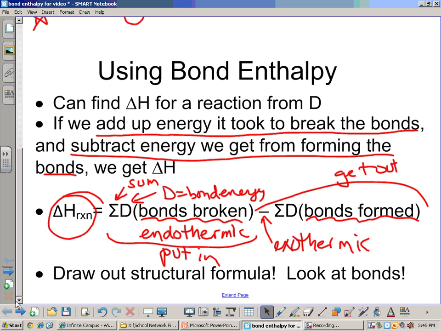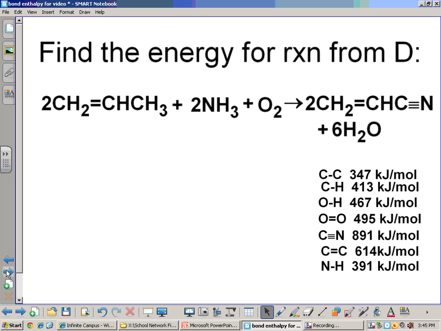So we're going to do a practice problem so you see how this works. Find the energy for the reaction from D. Again, D is bond enthalpy. So this is saying using bond enthalpy information. And we have a reaction written right here, and we have a table of bond enthalpies right here. These are things that you will be supplied with.